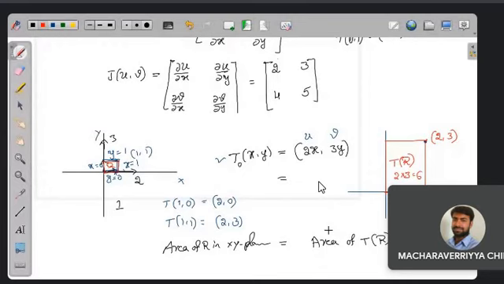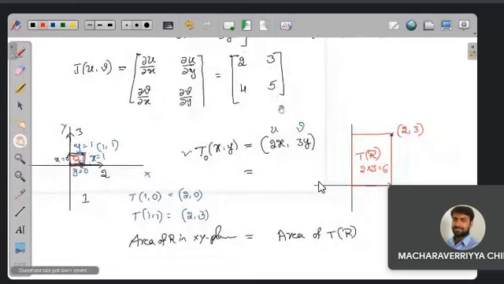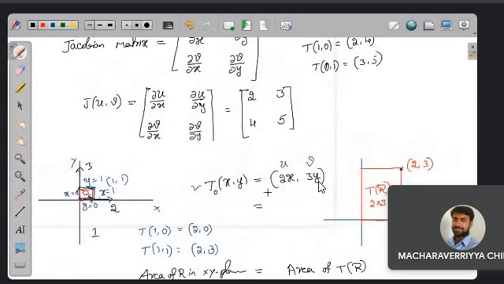This change in area can be found by taking the determinant of the Jacobian matrix. Okay, you see the Jacobian matrix. For this one, what is the Jacobian matrix? Let me calculate. If I consider this as (u, v), the Jacobian matrix here is nothing but [2, 0; 0, 3]. This is the Jacobian matrix J of (u, v). Now, what is the determinant of the Jacobian matrix? It is nothing but 2 into 3, which is 6.